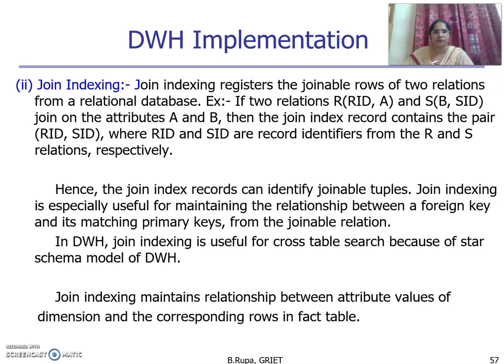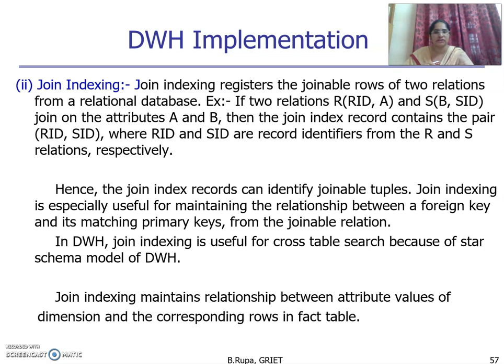Okay, I think you already know how to join data tables within a database management system. For example, if you have two relations R and S, where R contains RID and attribute A and S contains SID and attribute B, then for joining attributes A and B, the join index record contains a pair of IDs, RID and SID, where RID and SID are record identifiers from the R and S relations respectively, right? Hence, the join index records can identify joinable tuples.